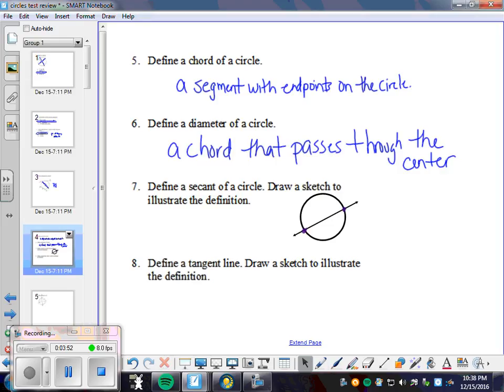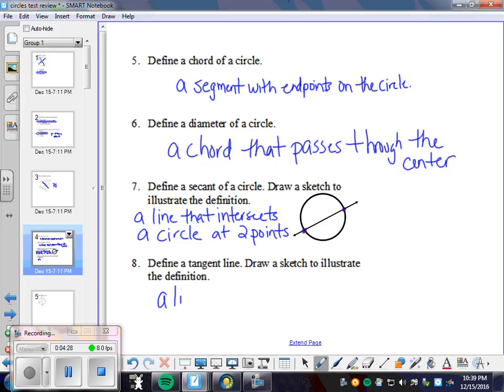Now, define a tangent line. Draw a sketch to illustrate the definition. Okay, so the secant, I didn't actually write the definition. A secant is a line that intersects a circle at 2 points. Okay, a line that intersects a circle at 2 points. All right, a tangent is a line that intersects a circle at exactly 1 point.